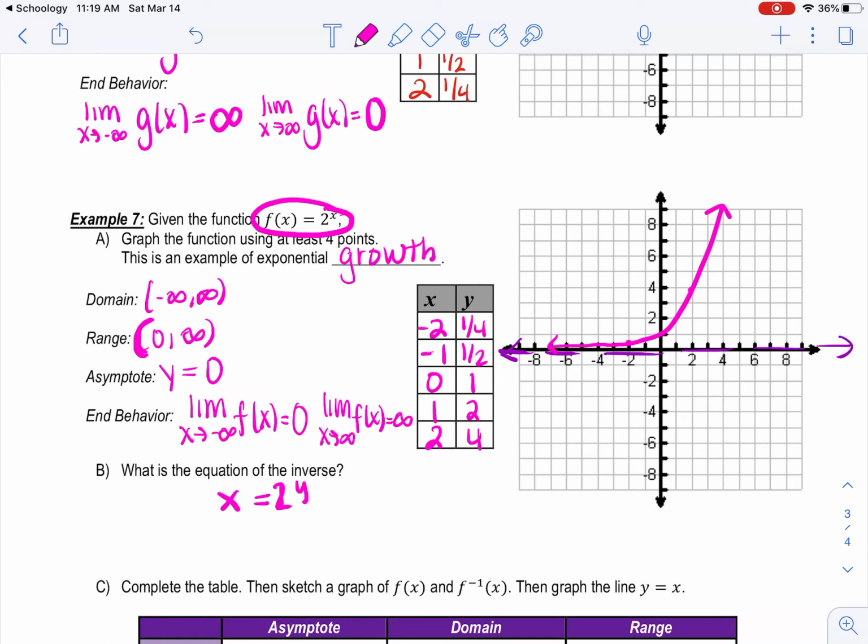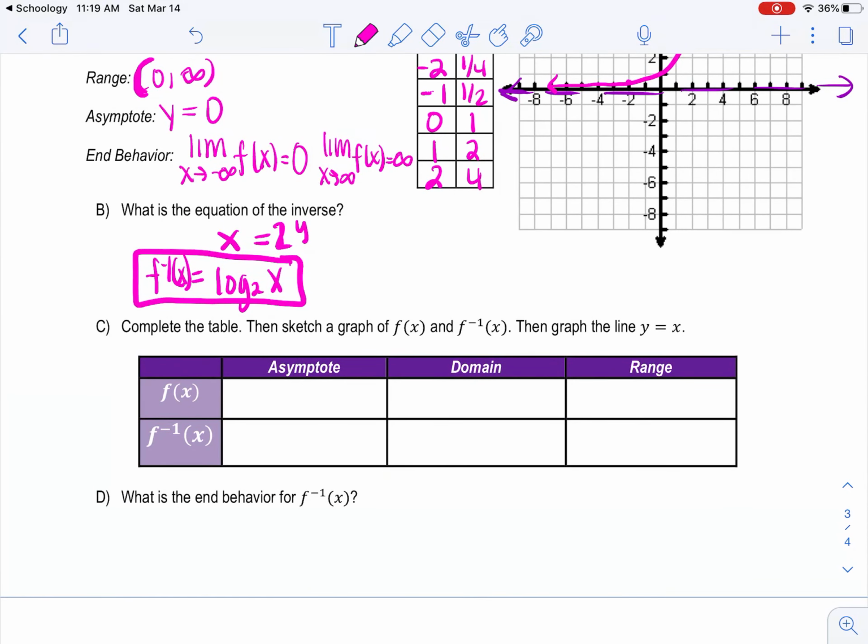Now, it's a logarithm, like we said, so I'm going to rewrite it. Log base 2 of x, I'll put the equals over here because I know I'm almost done. And then instead of writing y, I'm going to write f inverse. So there is the inverse.